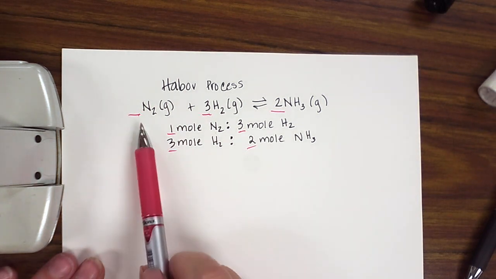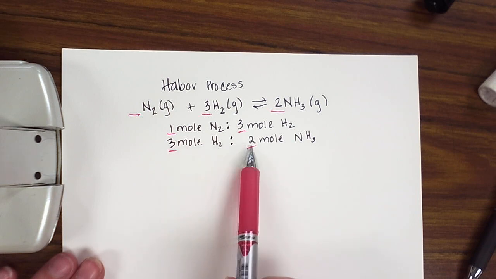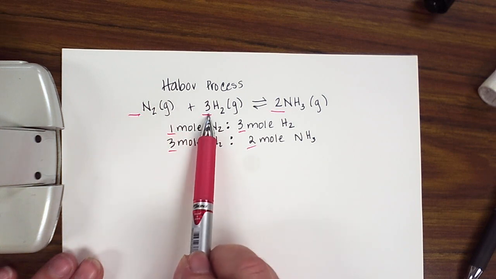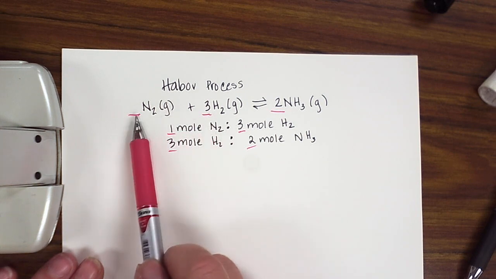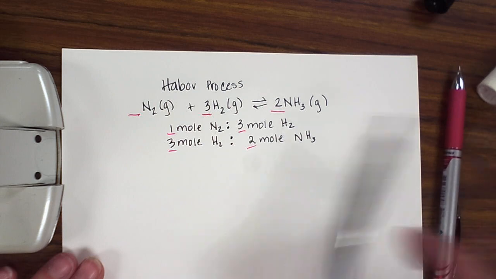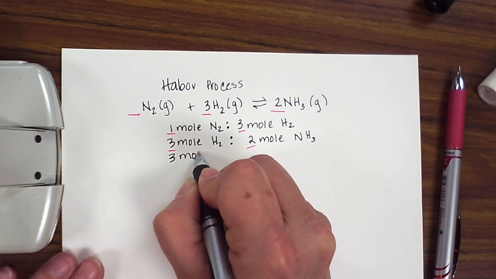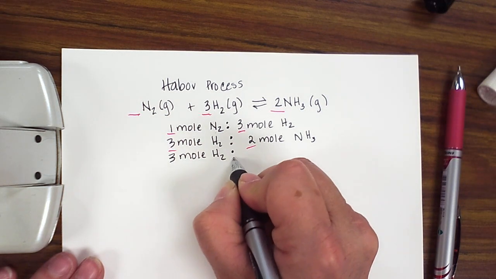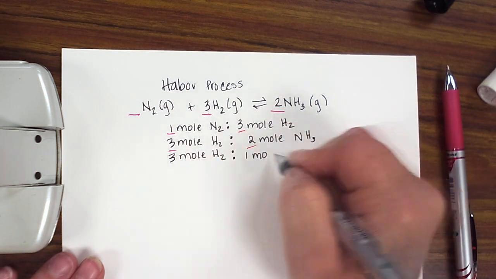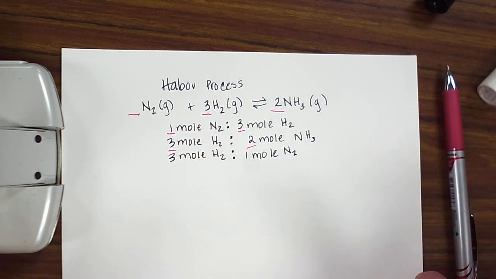So all I'm doing is setting up this recipe, and then using this recipe to set up these ratios between the moles. In other words, if I have 1 mole of nitrogen, I need 3 moles of hydrogen. And if I have 1 mole of nitrogen, I can produce 2 moles of ammonia. And I can do this with any of them. So I could say 3 moles of hydrogen to 1 mole of nitrogen, which is actually the top one reversed. But I can say any of them, right?